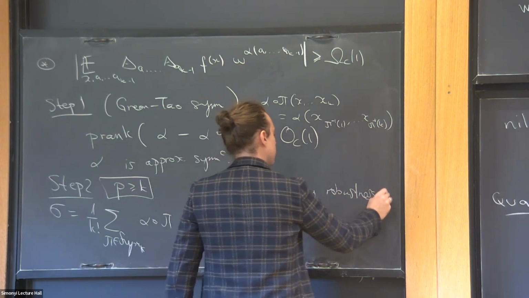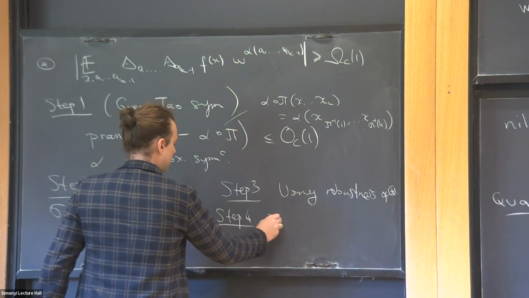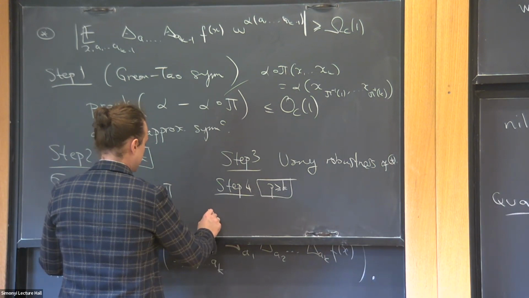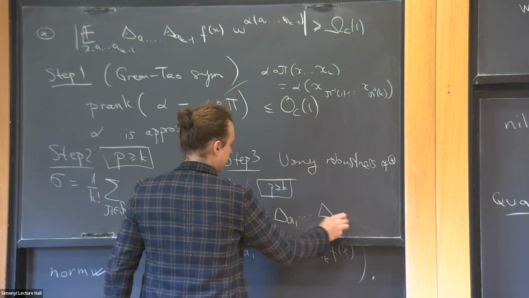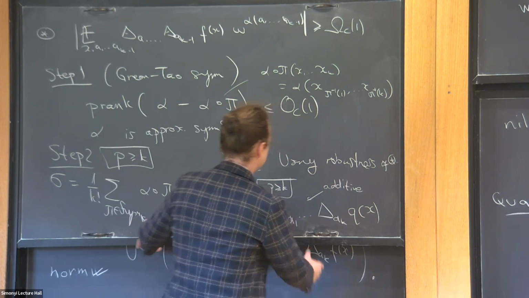And then once we have a symmetric multilinear form, it turns out that once again in high characteristic, symmetric multilinear forms are of course very closely related to polynomials, right? As we know, sigma of a1 up to ak is actually necessarily coming from an additive derivative of some polynomial q. So this is an additive derivative. This is the usual kind of identity that we have with multilinear forms. And then we're basically done.